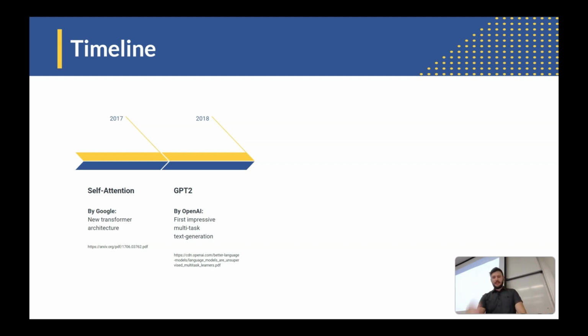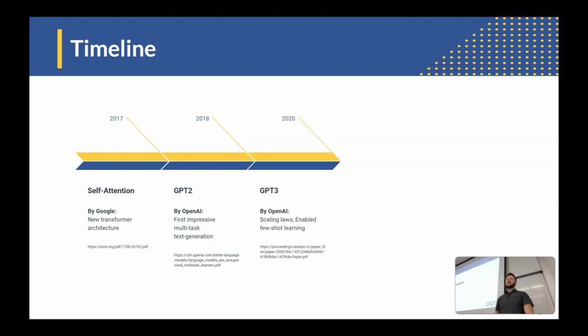A couple years later, GPT-3, this actually started getting impressive. We had scaling laws. We were at the scale now where we could do few-shot learning, in-context learning, and had some really kind of impressive results starting back in 2020 from GPT-3.